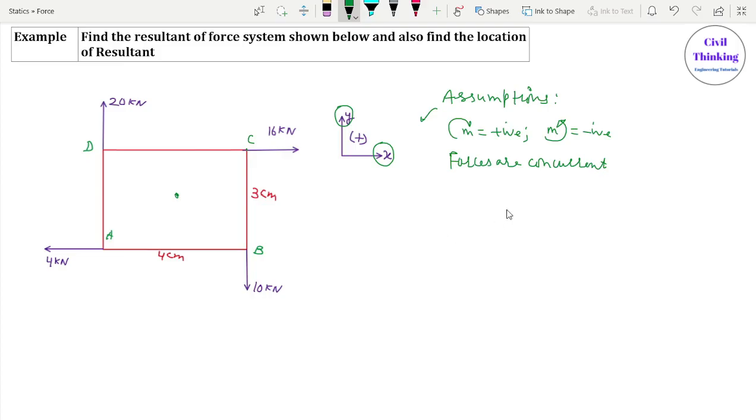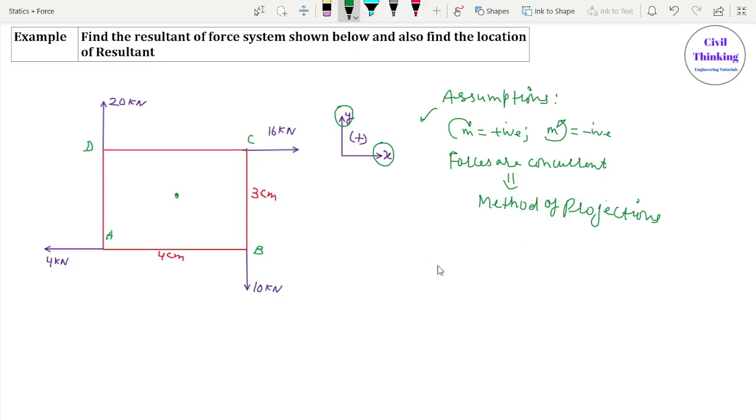Now, when we assume the forces are concurrent, then we will find the resultant using the method of projections. With the help of the method of projections, we will find the resultant of the concurrent force system. Okay. Now, I have already made a video lecture on how to find the resultant of a concurrent force system using the method of projections. If you have not seen that lecture, please click on the pop-up on your screen.